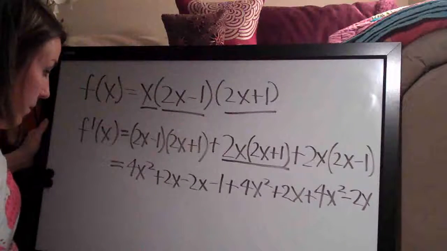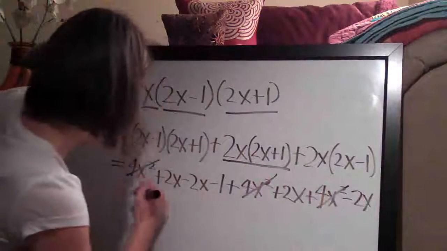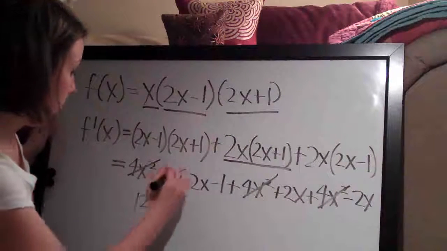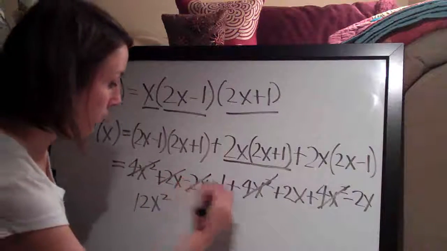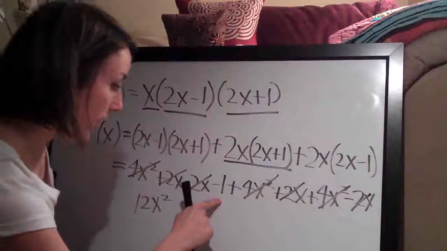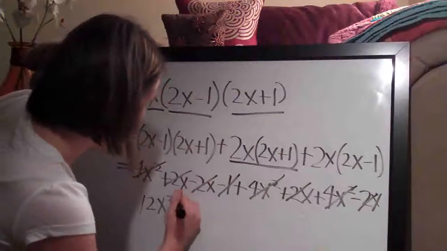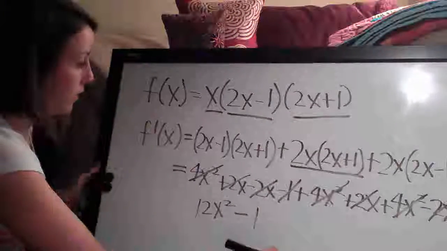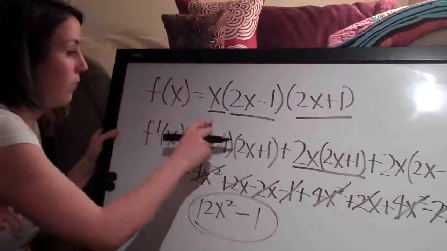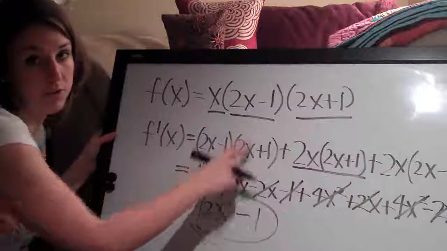So then we can simplify. We've got 4, 8, 12, 12x squared, and then 2x minus 2x is 0, plus 2x is 2x, minus 2x is 0, and then negative 1, and that's everything. So 12x squared minus 1. And that is our final answer as the derivative of this problem, showing you how to apply product rule to this function. Thanks!